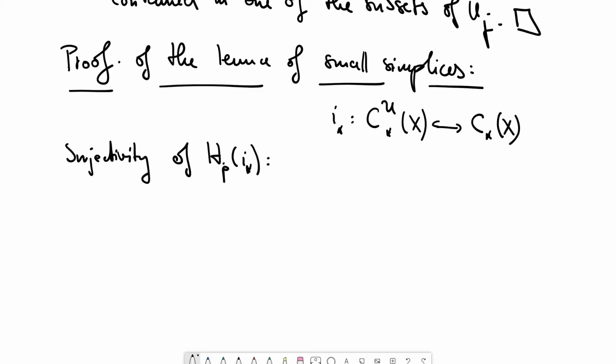It's slightly easier. So surjectivity means that any cycle here is homologous to a cycle which is U small. That's what we have to prove. So up to boundary, so to speak, any cycle in C_* X is a cycle in C_* U. So let's look at a cycle. Let A be such a cycle in C_p X.